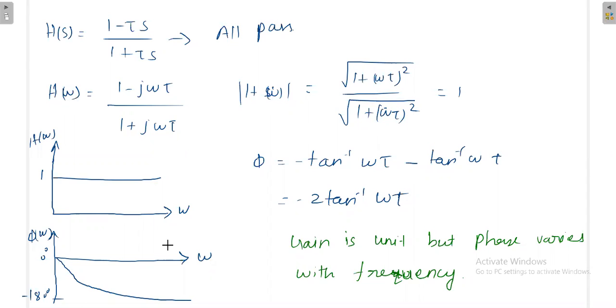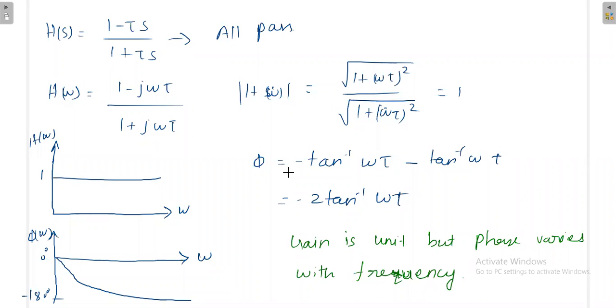That means irrespective of frequency, whatever may be the frequency, the gain of the system is 1. That means it is allowing all the frequencies from 0 to infinity. That's why this filter is called an all pass filter.